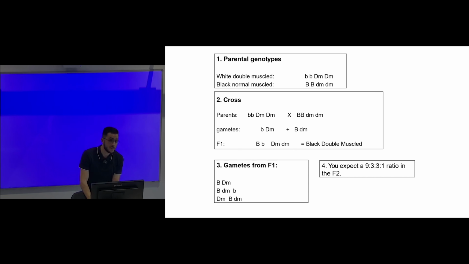You have to make the gametes from them, right? So the gametes for the first parent is small b, big dm. And then the other one is big B, small dm. Okay? That's the only possible gametes you can produce from these 2 parents. Is that clear? Yeah? Okay. Trying to figure out if people are following or not.